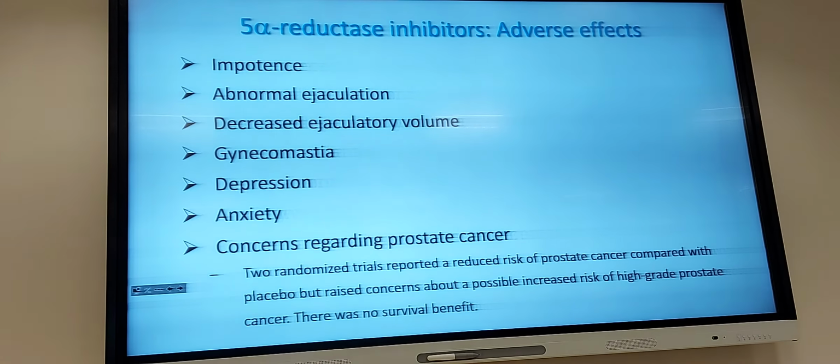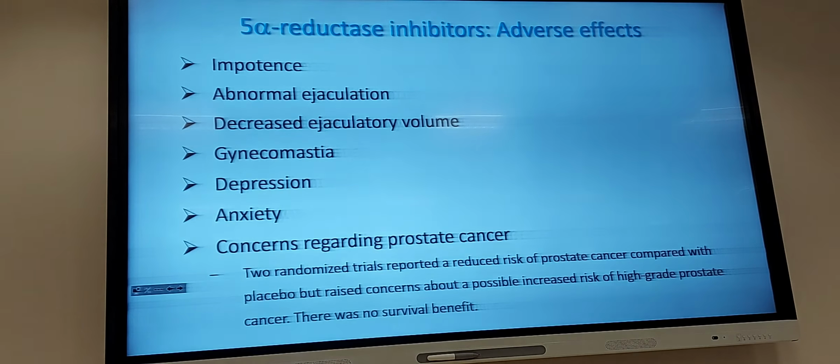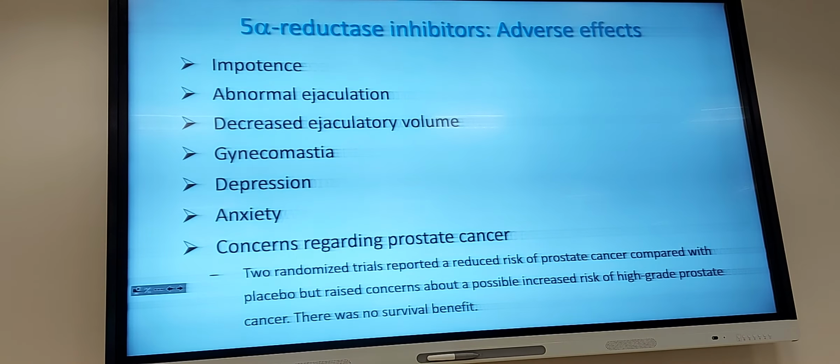But for overall survival, there was no survival benefit of giving this drug for the prevention of prostate cancer. There was no survival benefit. So there's just this controversy on this thing. So it's better if you're starting somebody on this drug for BPH, just do a little bit more workup to see that there is no cancer sitting in the prostate.